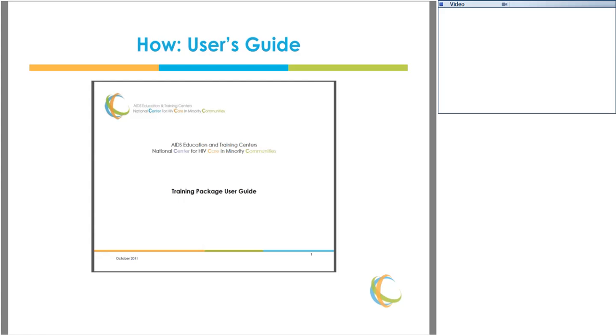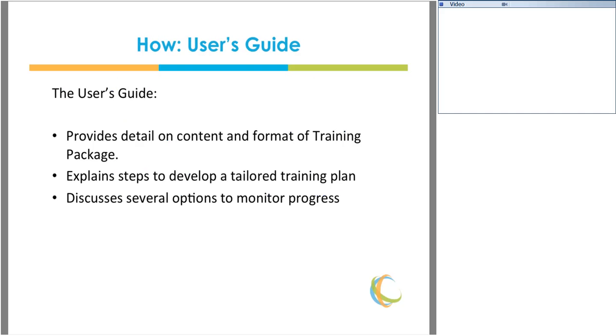The next item we'd like to discuss is the user's guide. And again, here's a screenshot of what it looks like. On the next slide, we just have an overview of what's inside of it. And I just want to briefly explain what's in the user's guide, and then we'll review each part in more detail. The user's guide provides detail on the content and the format of the training package. It explains the steps to develop a tailored training package, and it discusses several options to monitor the progress of your care team and the achievement of the proficiencies in each of the menus.